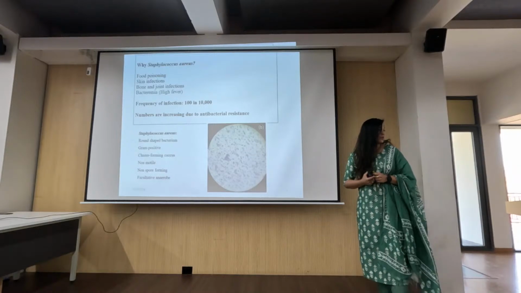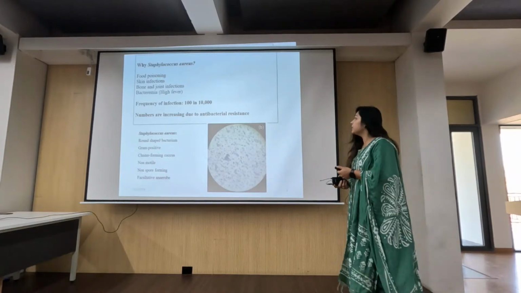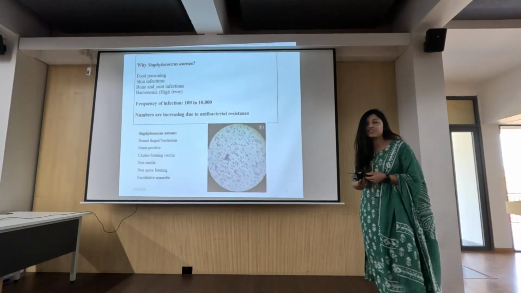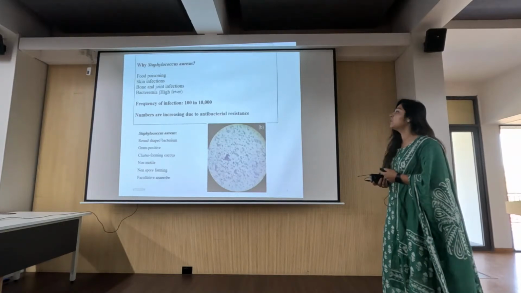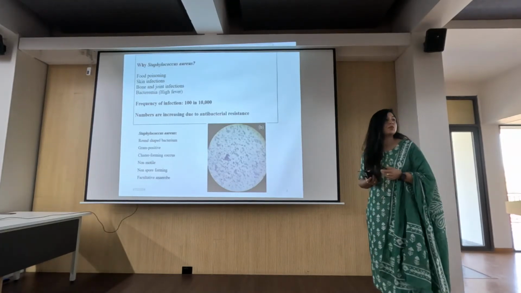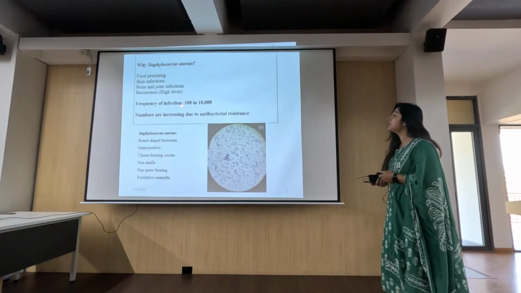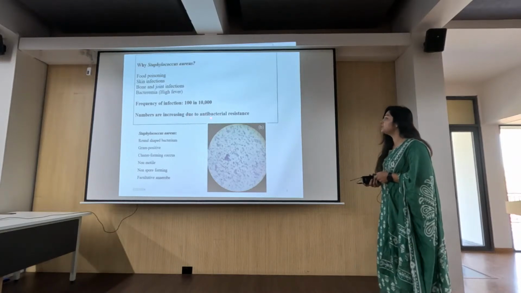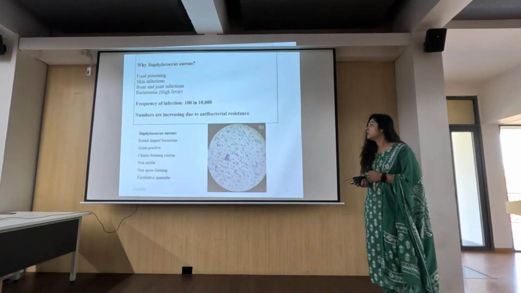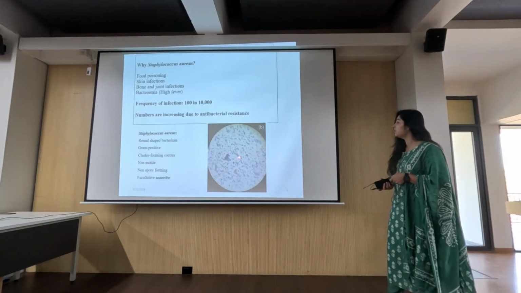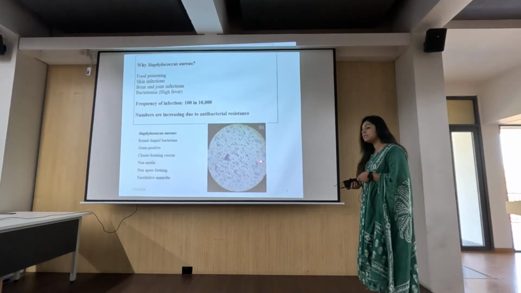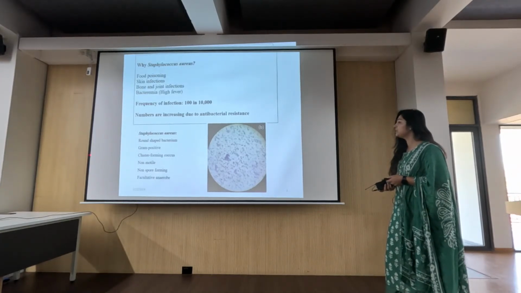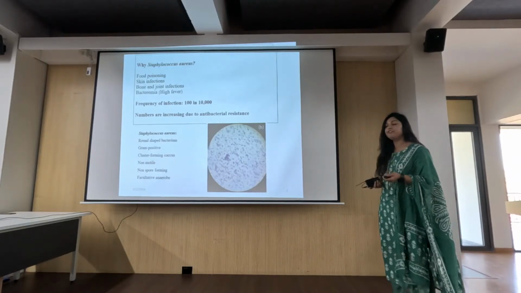So why Staphylococcus aureus? Staphylococcus aureus causes food poisoning and skin infections, and may cause bone and joint infections. Sometimes it may cause high fever, bacteremia, and it may sometimes even cause death, right? The frequency of infection is 100 in 10,000, and numbers are increasing due to antibacterial resistance, as I said. This is the Gram staining of S. aureus that was performed in our lab. Staphylococcus aureus is a Gram-positive, cluster-forming coccus, non-motile, non-swarming, and a facultative anaerobe.